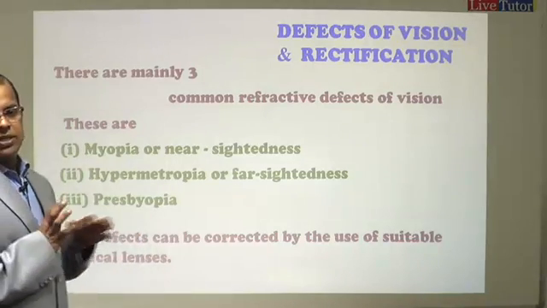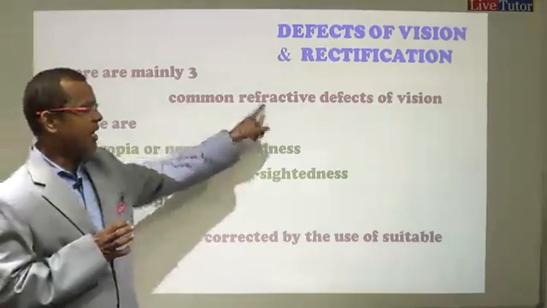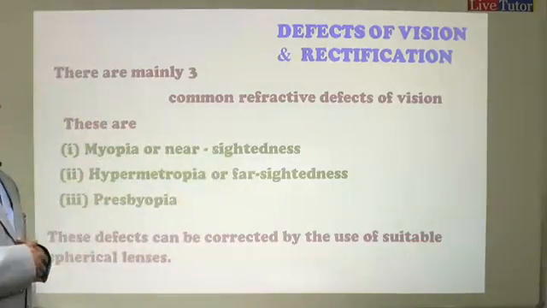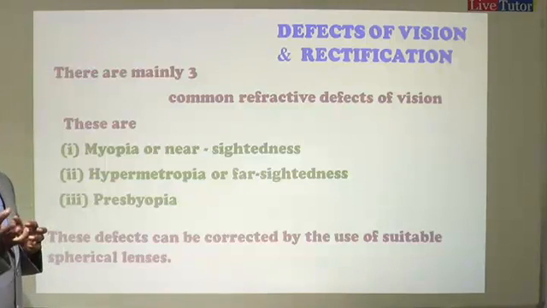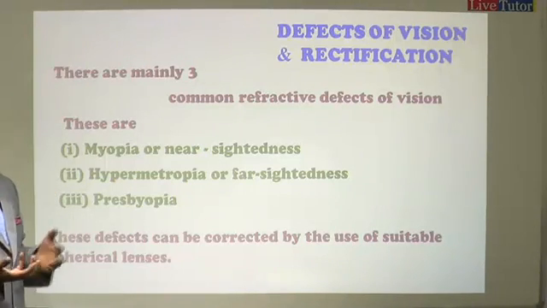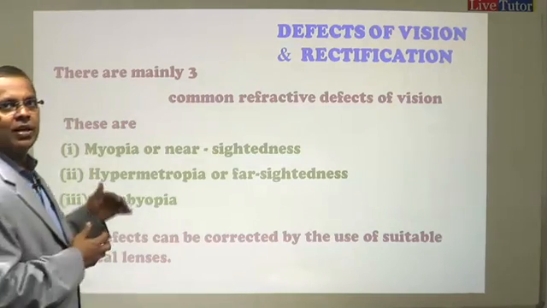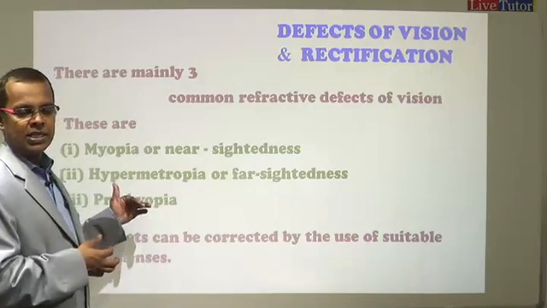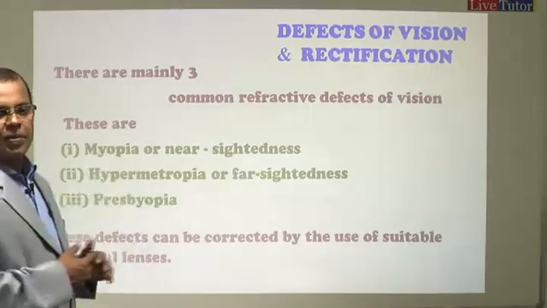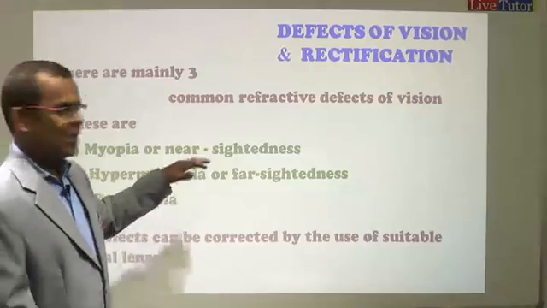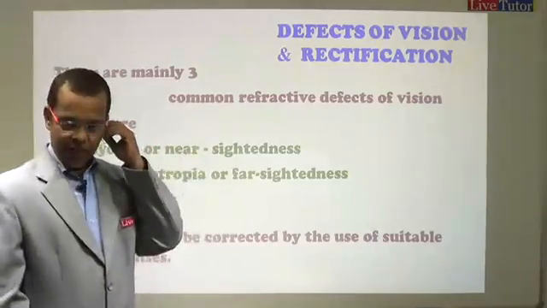Since these are only refractive defects, they can easily be rectified by using suitable spherical lenses, whether concave or convex. Depending upon the kind of defect, we can easily correct it by using a particular lens. These things we'll deal with in detail in the next class.